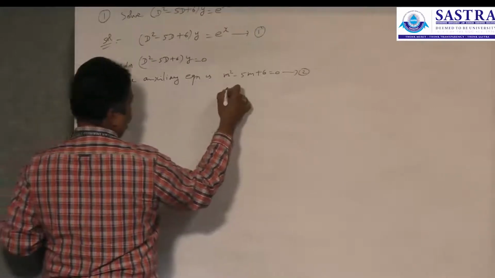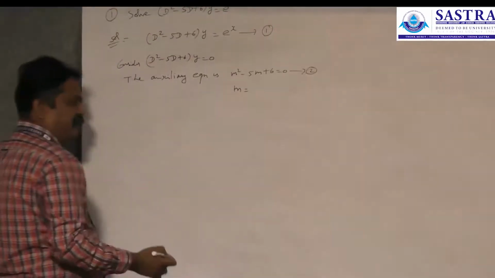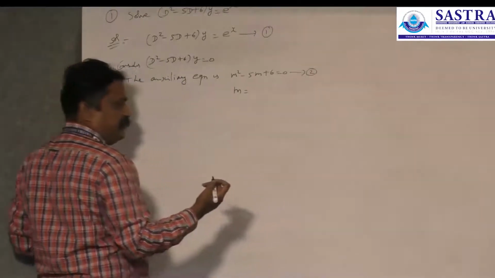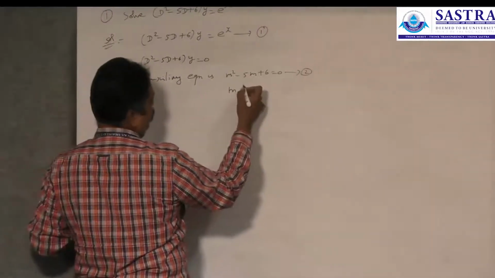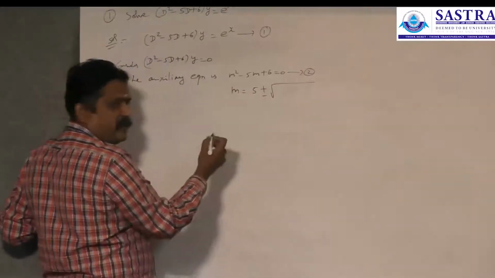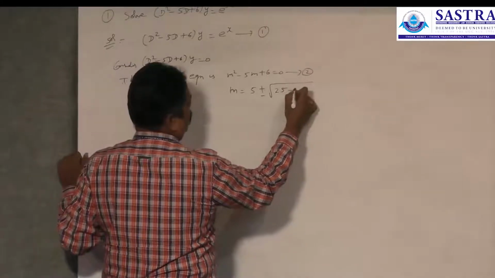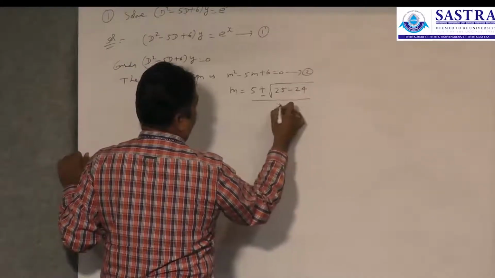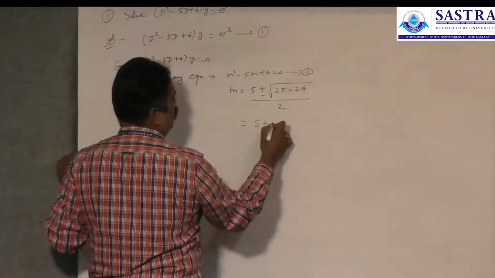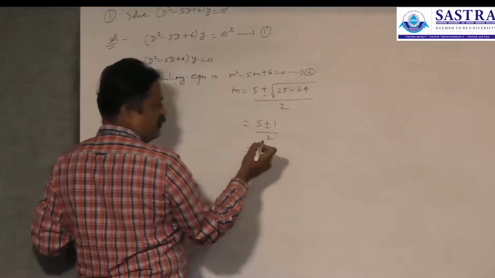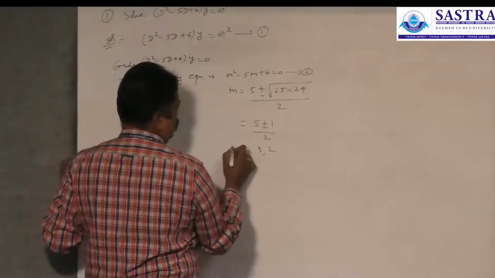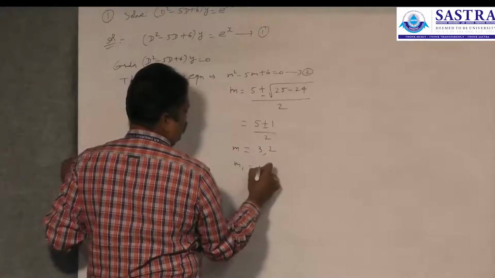On solving this quadratic equation, either you can go for factorization or the formula minus b plus or minus root of b square minus 4ac divided by 2a. On applying that formula, we get 5 plus or minus root of 25 minus 24, divided by 2, which is 5 plus or minus 1 divided by 2. 5 plus 1, 6 by 2, is 3. 5 minus 1, 4 by 2, is 2. So m1 is equal to 3, m2 is equal to 2.